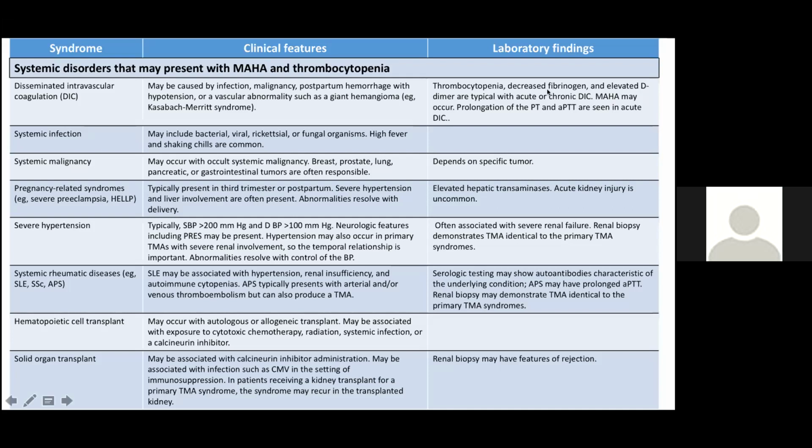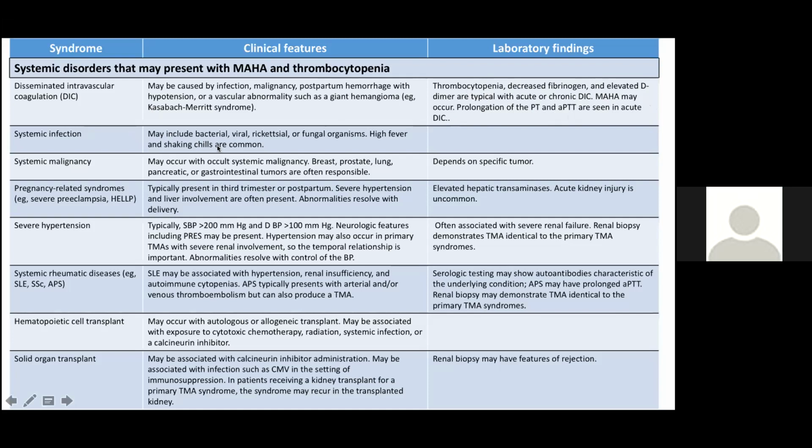And elevated D-dimers are seen in DIC, but usually not in TTP. In TTP, those will be mildly elevated. Elevated D-dimers are typical with acute or chronic DIC. MAHA may occur. Prolongation of the PT and APTT are seen in acute DIC.